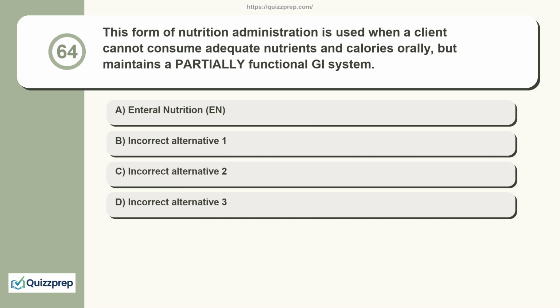Question 64. This form of nutrition administration is used when a client cannot consume adequate nutrients and calories orally, but maintains a partially functional GI system. Enteral nutrition, EN.